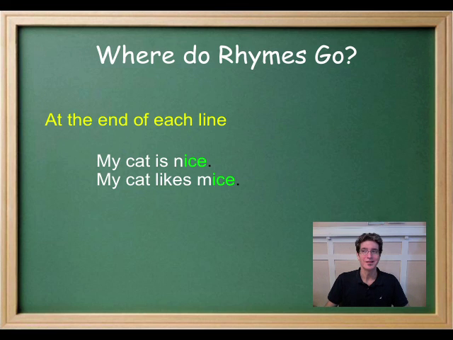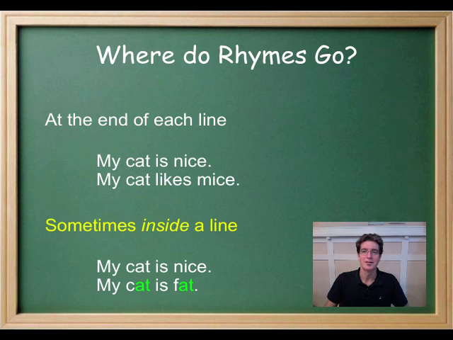If I had put the rhyming words into the middle or the beginning of the line, if I had said, my cat is nice, mice don't like him. Well, you see, that doesn't rhyme because my rhyme is at the beginning of the line instead of the end.